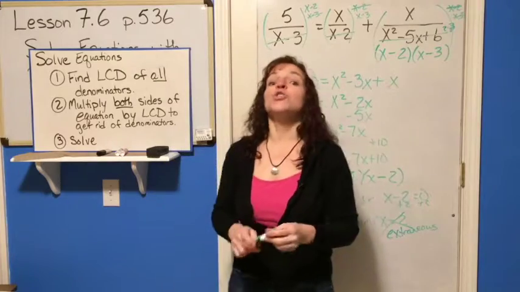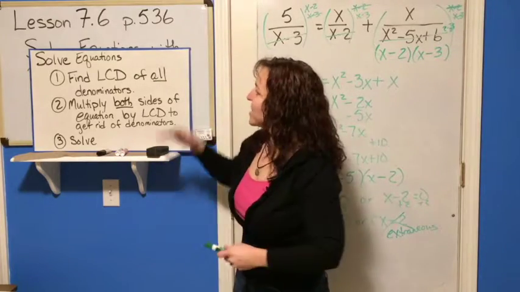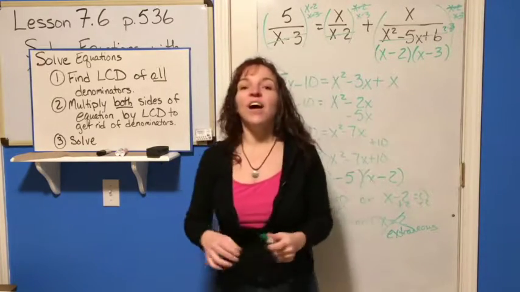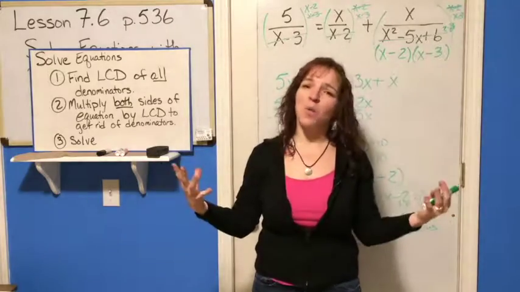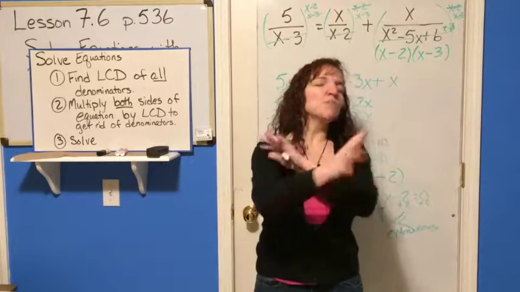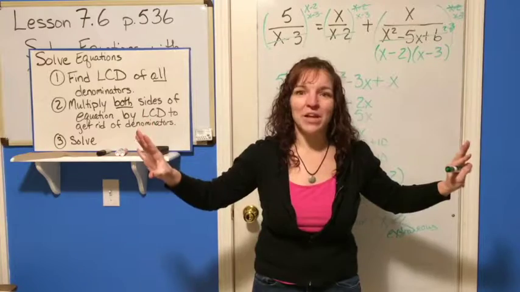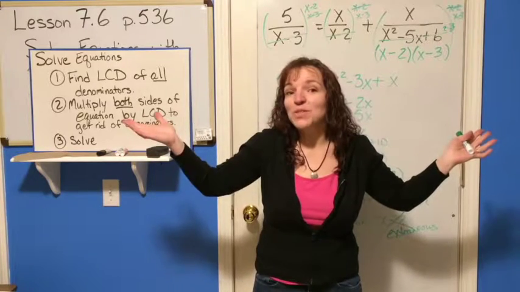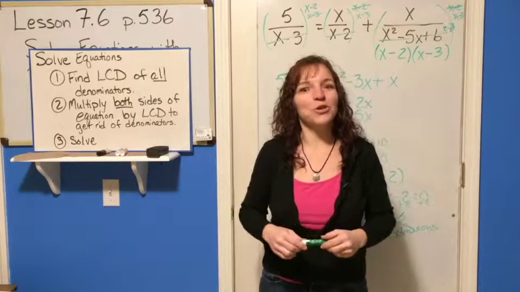All right? So don't forget, find the least common denominator of all the denominators. That's the hardest part. Once you find that, multiply through and get rid of all the denominators, and then you've got an easy problem to solve. Just solve for x and you're good to go.